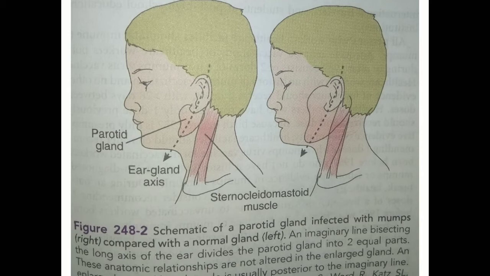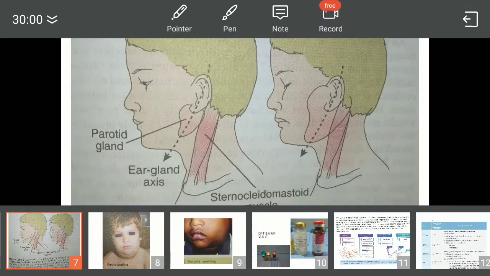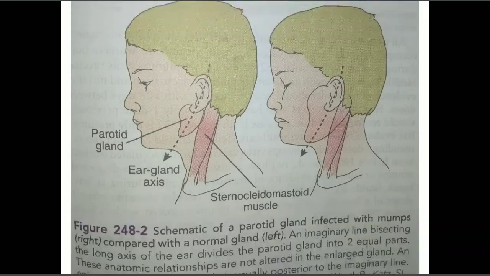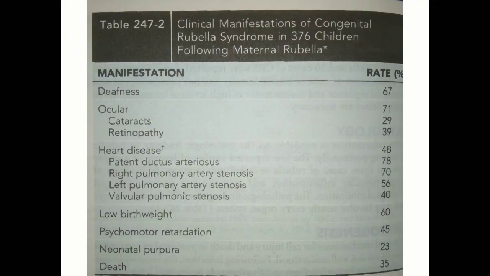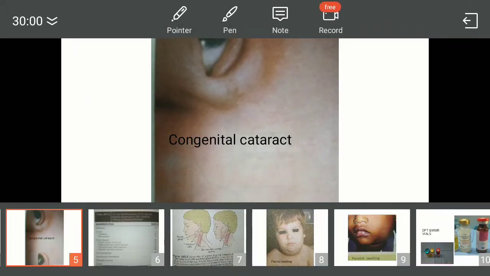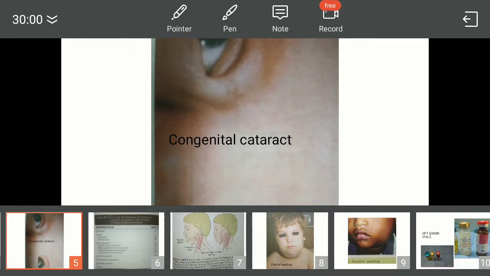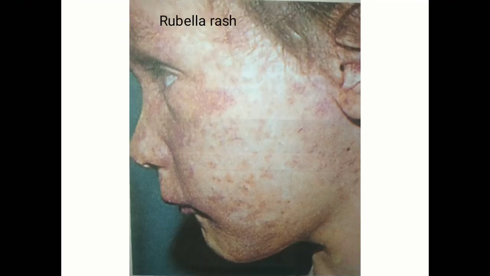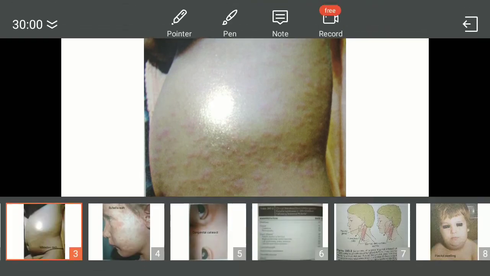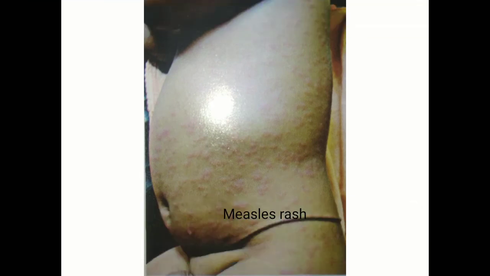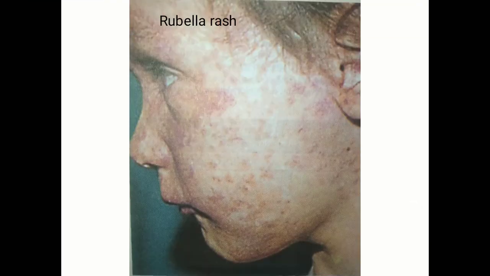So now we move to rubella. In the history, we have to ask about rubella in the antenatal history and all. This is the typical rubella rash. Yes, typical rubella rash.